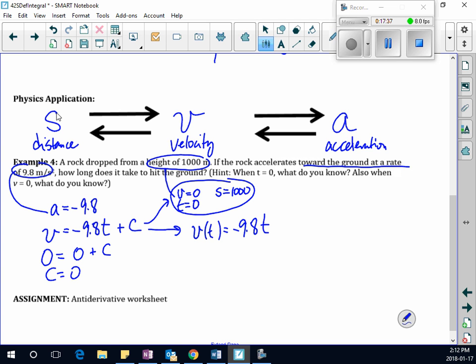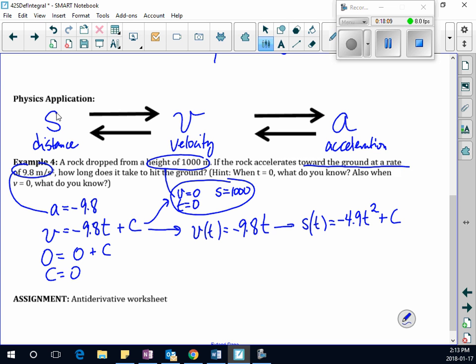So now we're going to find the antiderivative of that. So what's that? S of t, yes? What's that equal to? 9.8 over 2 times t squared. So what's negative 9.8 over 2? Negative 4.9 t squared plus c. So we come into a little bit of a conundrum. Well, not really a conundrum.